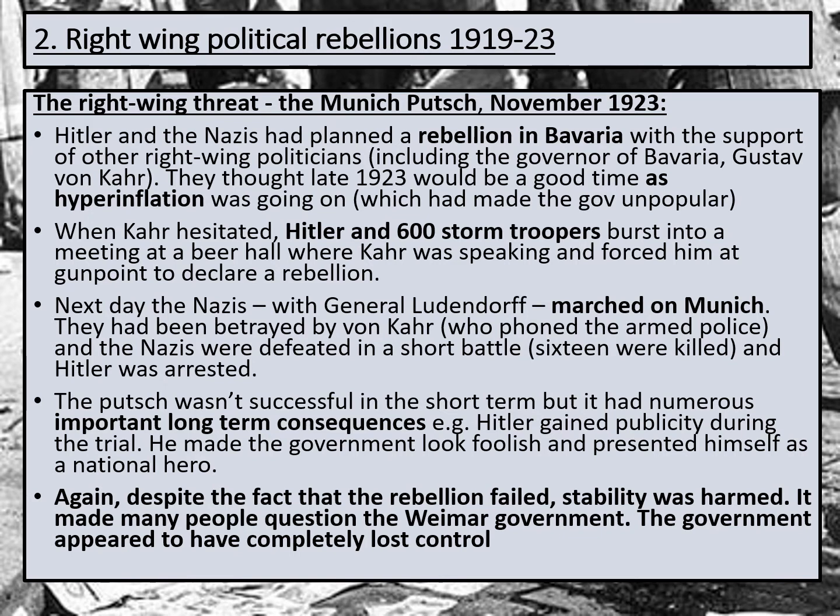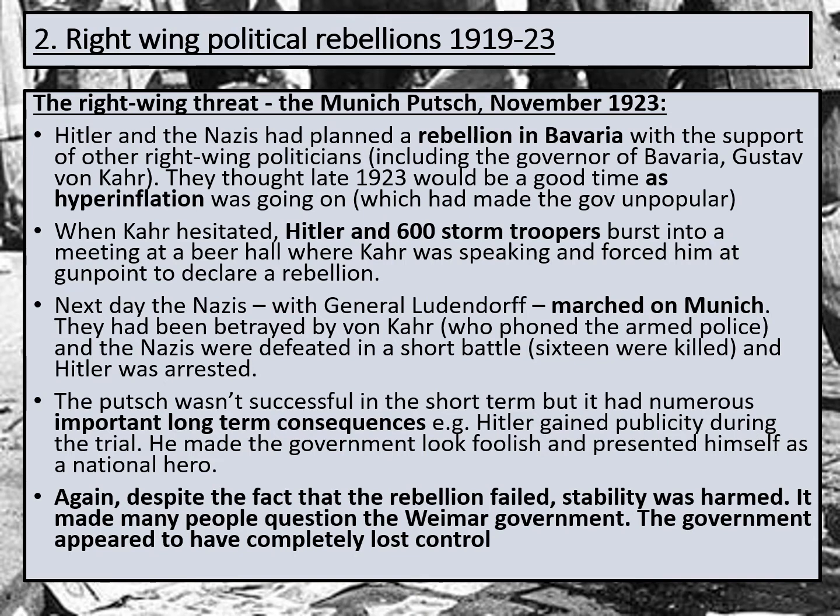And Hitler and 600 stormtroopers burst into a meeting at a beer hall where Kahr was speaking and forced him to declare the rebellion. They said, "You may not say that you are part of this anymore, but you are. You're going to be part of this. We are going to take over Munich in the morning, and then we're going to march on to Berlin."